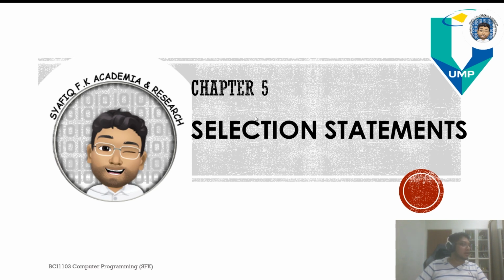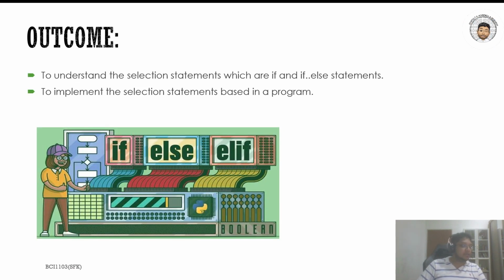Okay, so this week we'll continue from the lecture of last week. Last week we talked about SymPy, we talked about variables, and a lot of things related to constructing equations. This week we are going to talk about chapter 5, selection statements. When we talk about selection statements, basically it's about if, else, and elif. Else if we call it elif in Python.